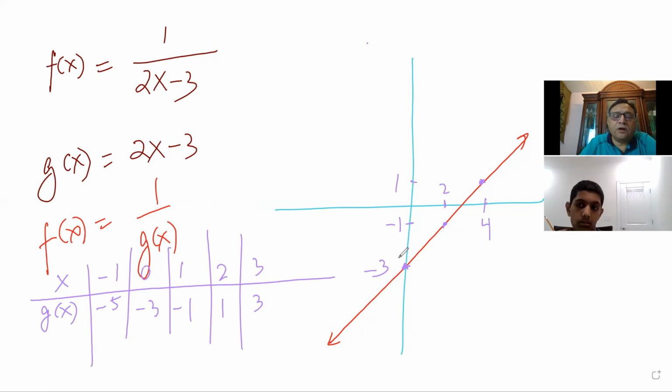So I've already plotted these points. At x equals minus 1, we have the value minus 5. At x equals 2, it is 1, and at x equals 3, it is 3.